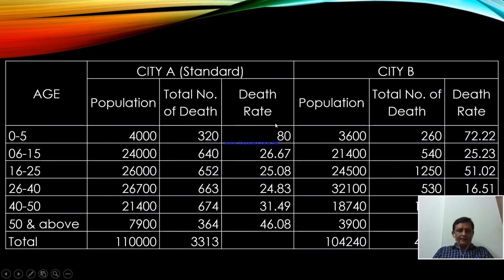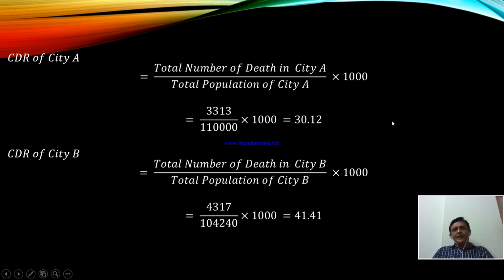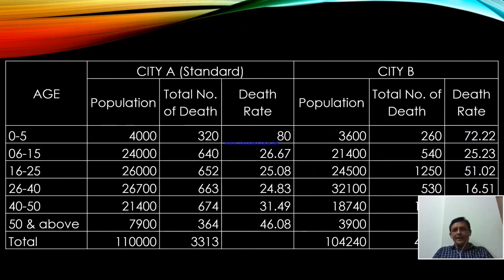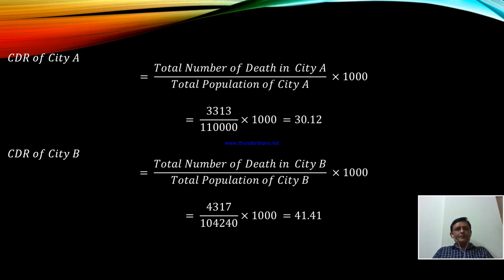So as we discussed earlier, total number of deaths divided by total population will produce the death rates. Now for the final calculation, we require the total number of deaths and total population for both the cities. So let's check. Total number of deaths in city A is 3313, and total population for city A is 1,10,000, and for city B the total number of deaths is 4317, which is divided by 1,04,240. Right. So let's go in depth on city A and city B.